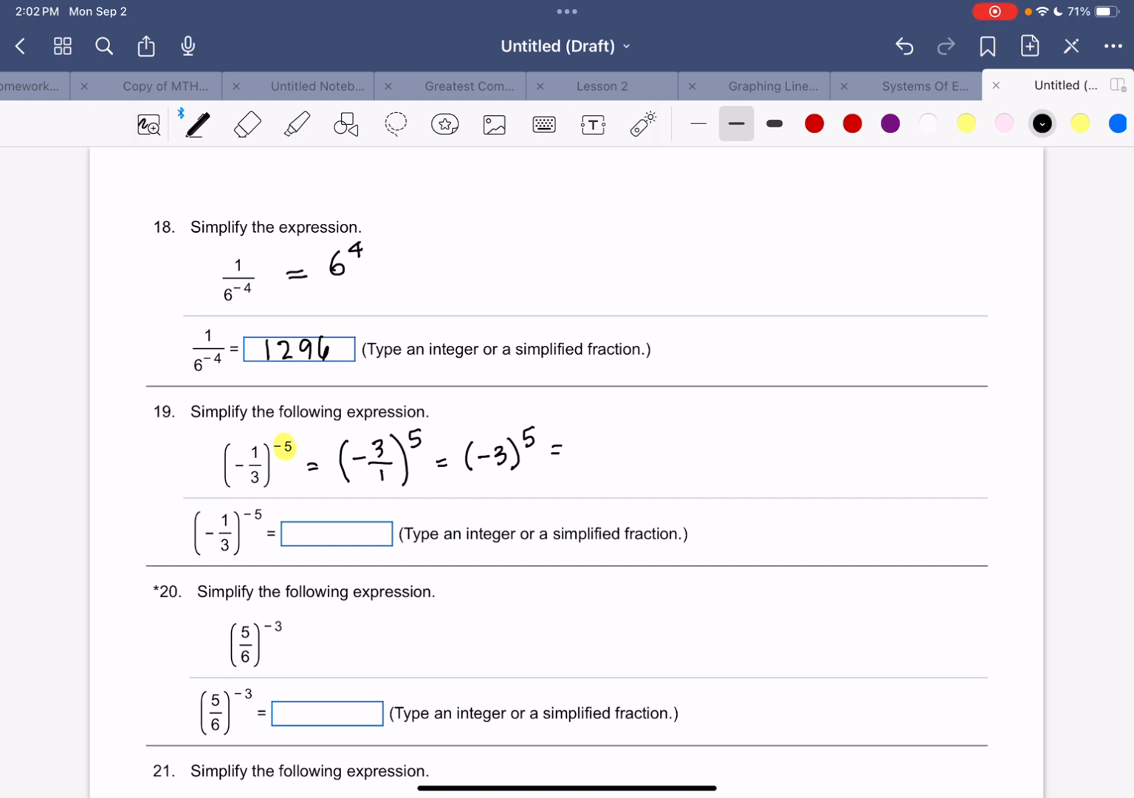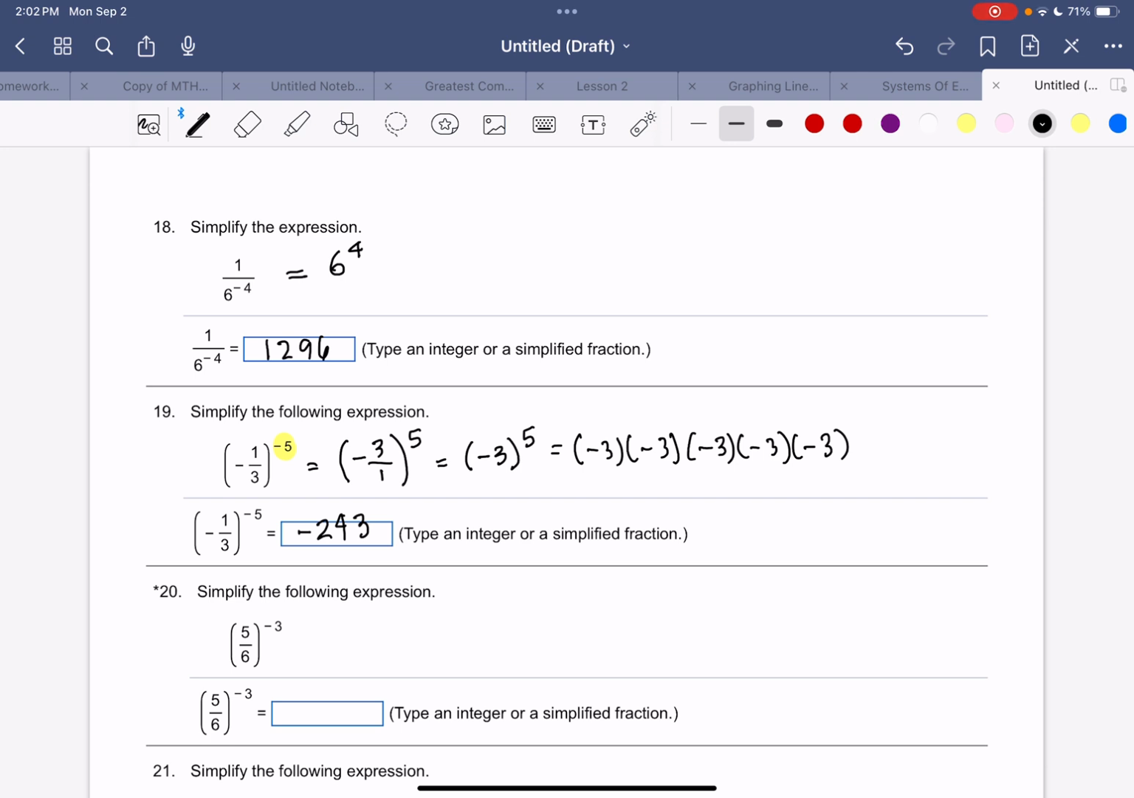And notice that it's going to be a negative, right? Because you've got negative 3 5 times. You have an odd number of negatives. And that's going to be a negative. And then 3 to the 5th is 243. So it's negative 243.